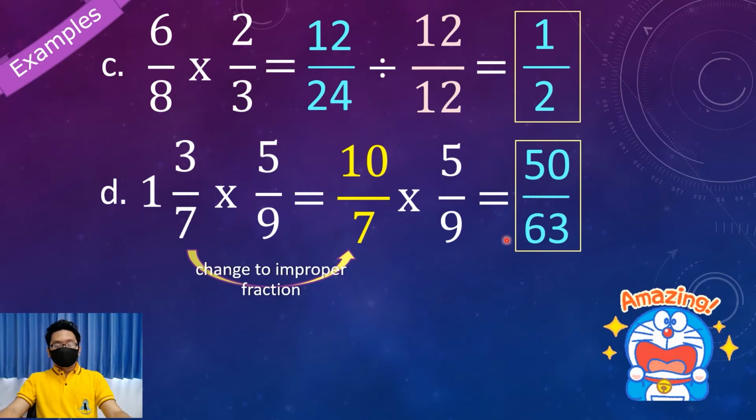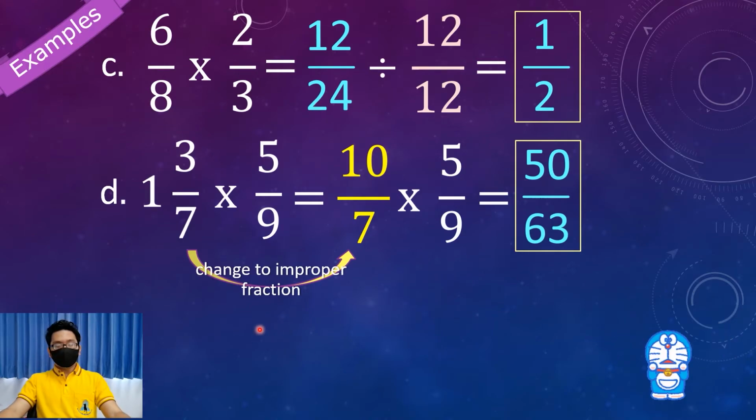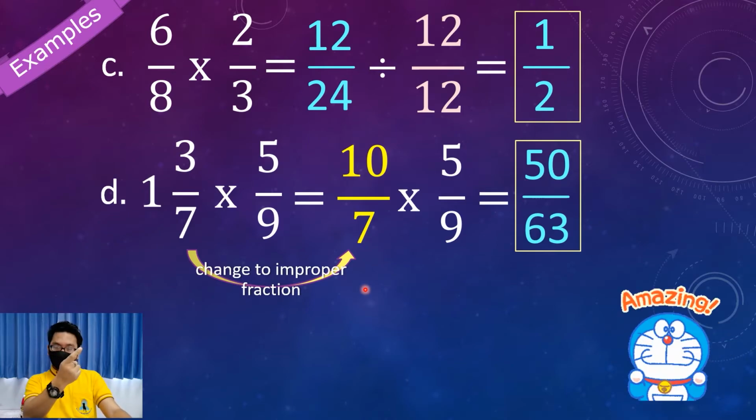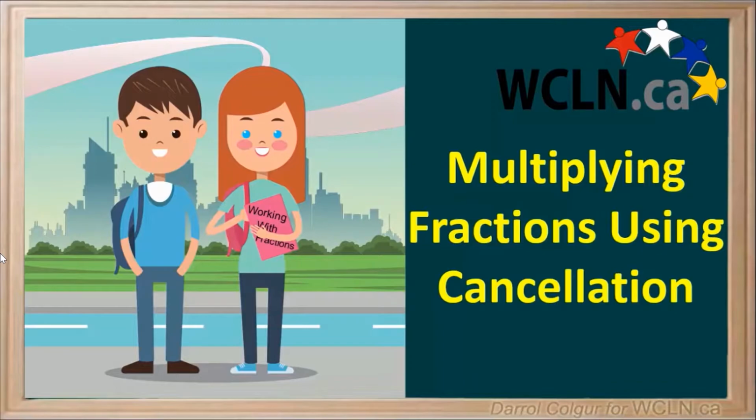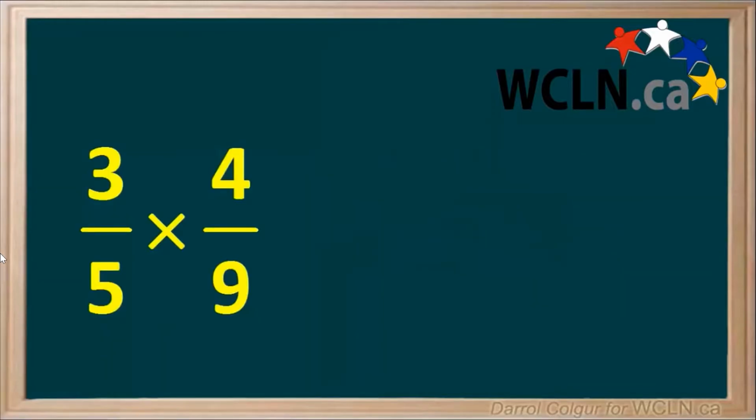Now, there is another method in multiplying fractions faster. This method is called cancellation or cancellation method. Now, to further understand this method, let us watch this video.